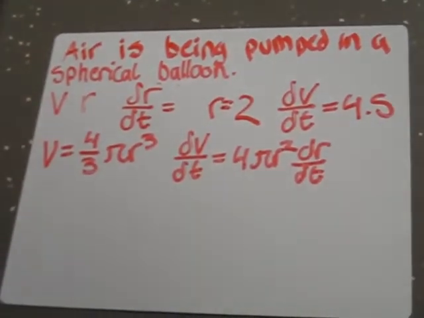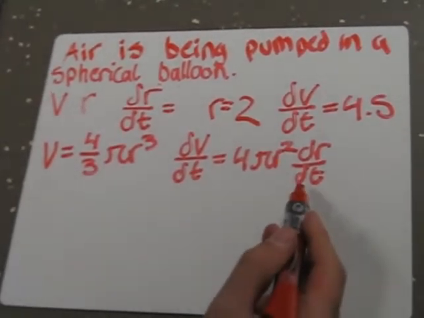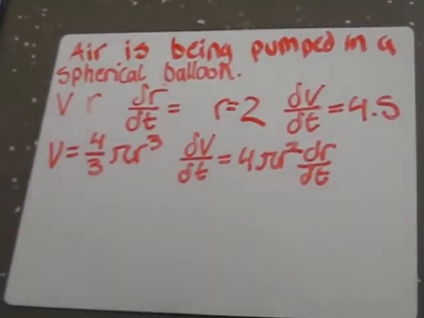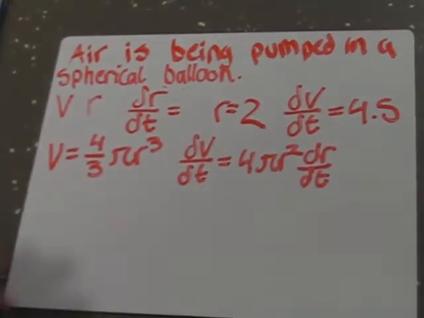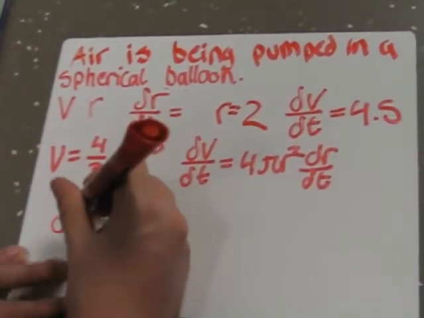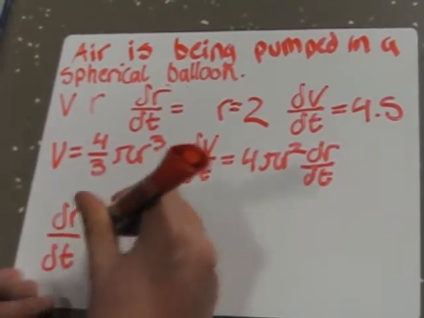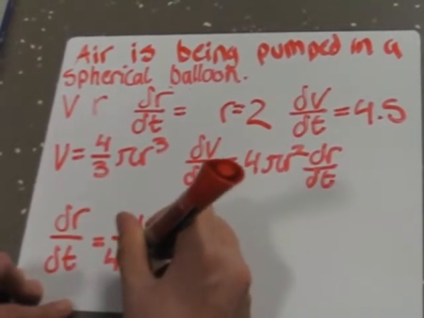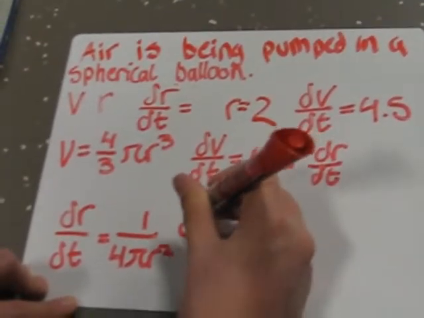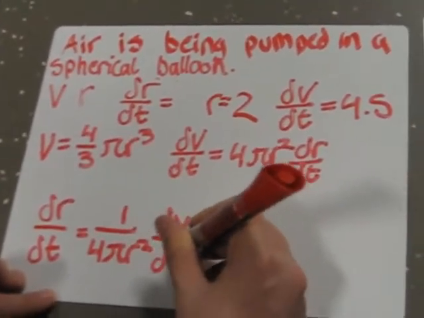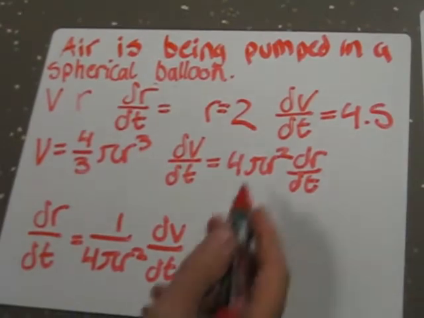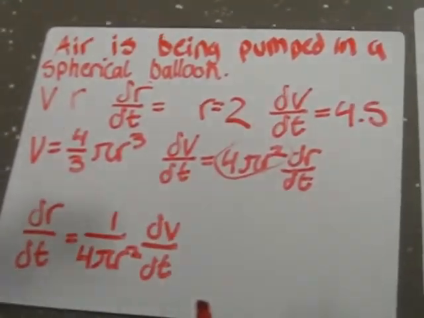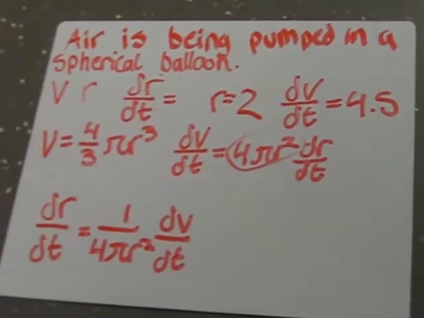We're left with a bit of a problem here because you're looking for dr over dt, but dV over dt is what's standing alone. What you have to do here is separate these variables. dr over dt is equal to 1 over 4 pi r squared times dV over dt. You do this because you're going to want to divide this section off so that you can get dr over dt by itself. Let's plug this stuff in.